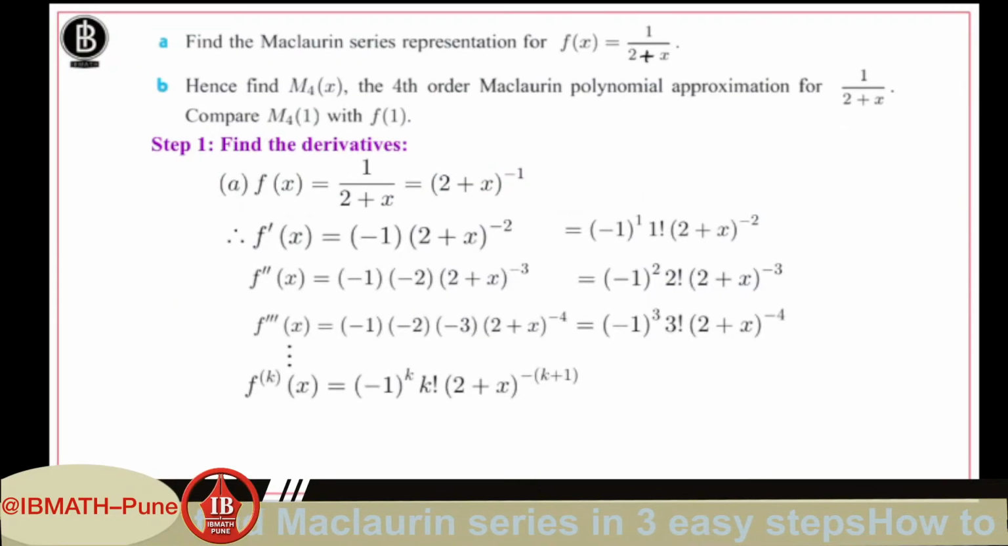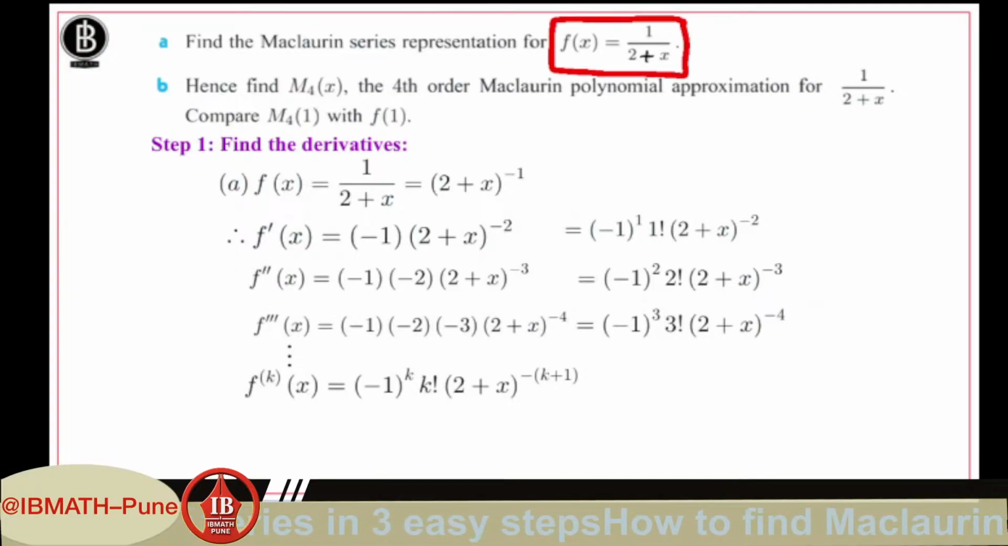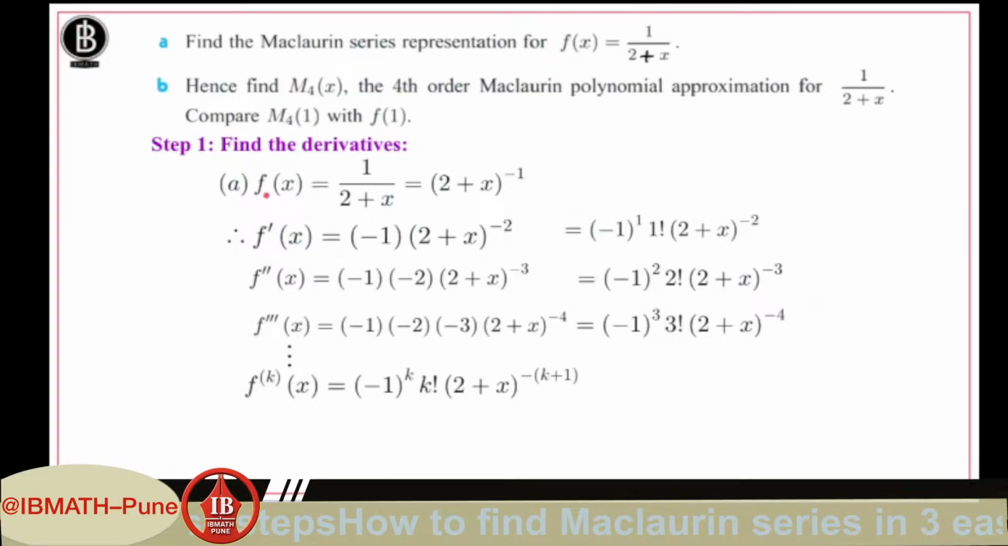So this is the first step, but the function is f of x is equal to 1 upon 2 plus x, and then the fourth order Maclaurin polynomial we have to find for this function. So f of 0 is 1 over 2 plus x. I'll write it as 2 plus x to the power negative 1. Then I'll find the first derivative. So for that I'll bring the power to the left. So minus 1 into 2 plus x to the power negative 2, because we subtract 1 from the power.